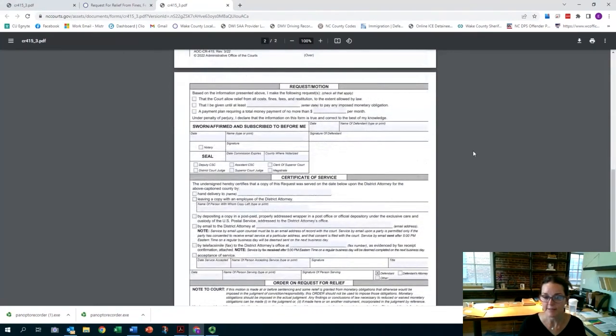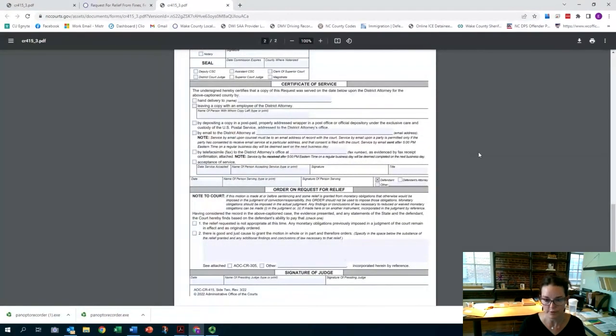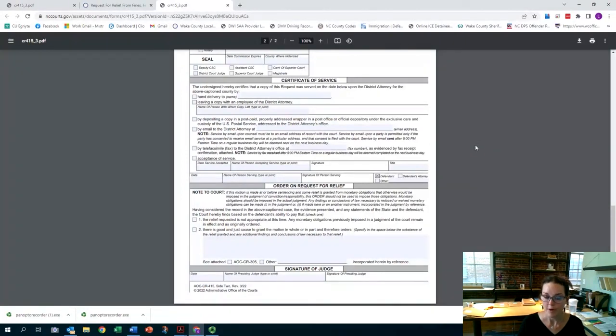Once everything is filled out, served on the district attorney's office, and filed in the clerk's office, then you will be required to appear in court on your scheduled court date so that the judge can review your motion and make a decision. Judges may have questions about the information that you have provided, so it is very important that you not miss that court date.